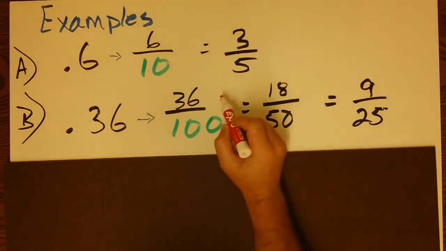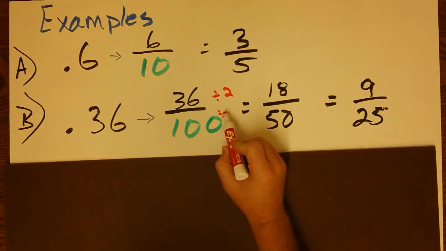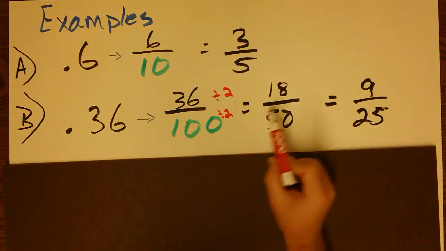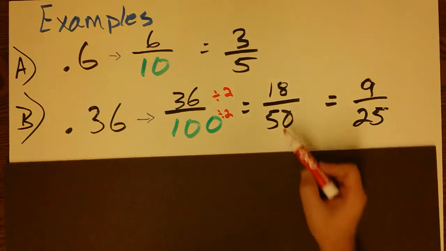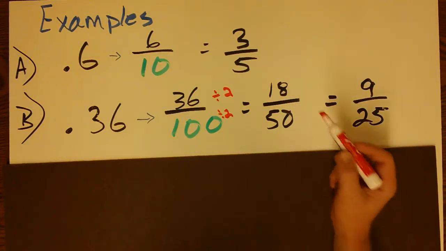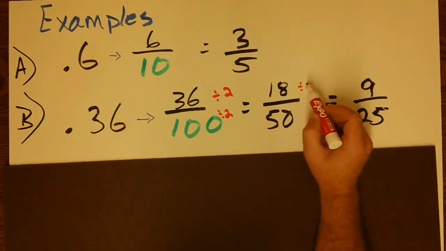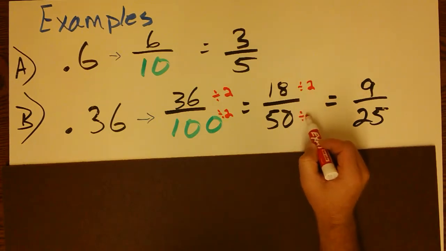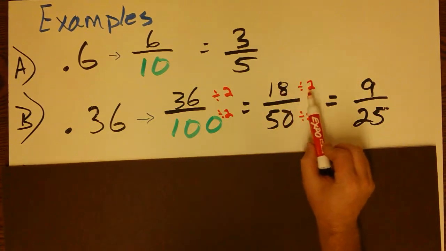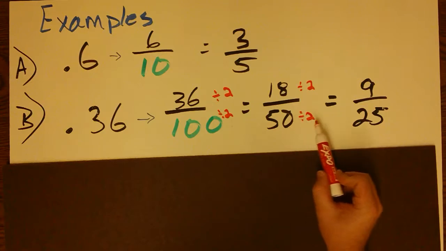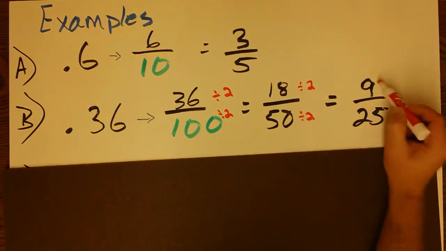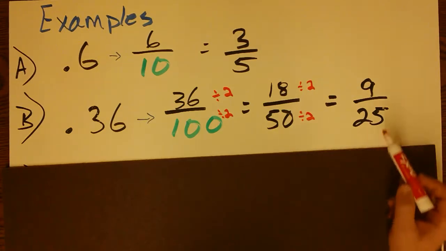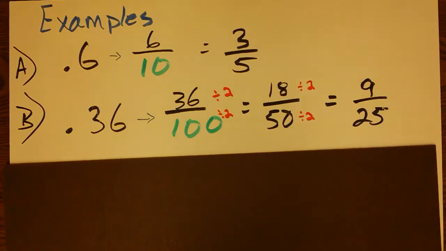If the numbers are both even, you can simply divide by 2. To start, by dividing by 2, 36 divided by 2 is 18. 100 divided by 2 is 50. Now again, both of these numbers are still even, so they certainly could be reduced again. We'll divide by 2 again. 18 divided by 2 is 9, and 50 divided by 2 is 25. This is in the simplest form, so the fraction is 9/25.